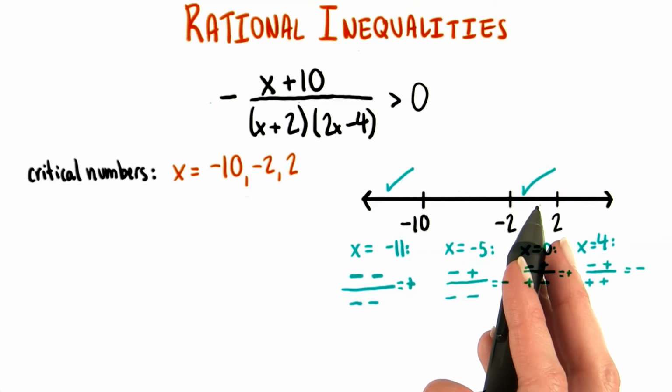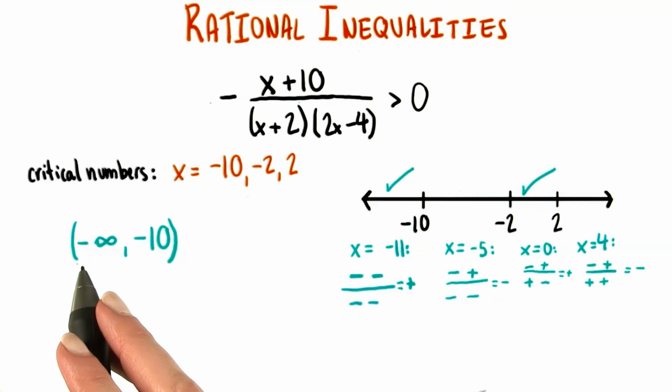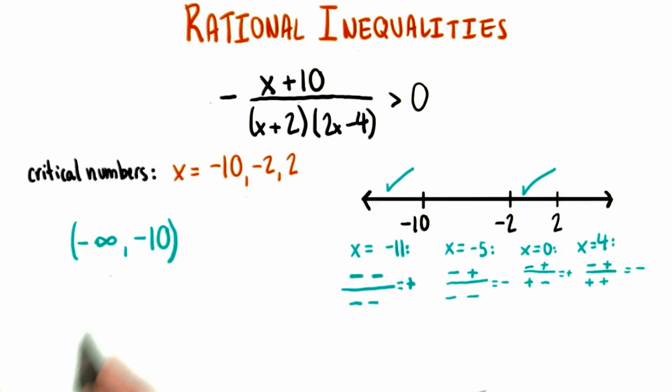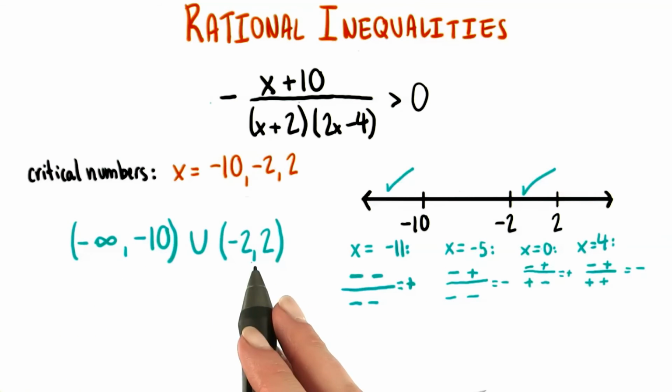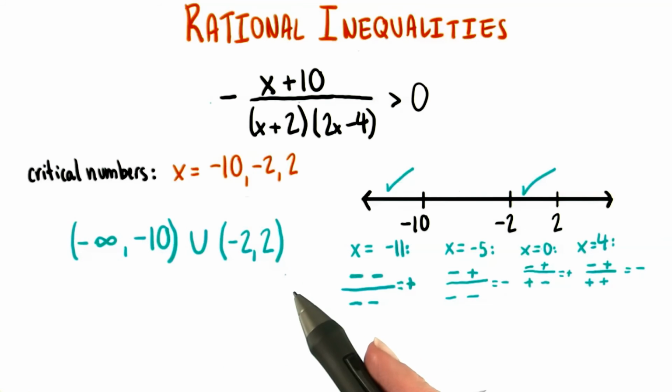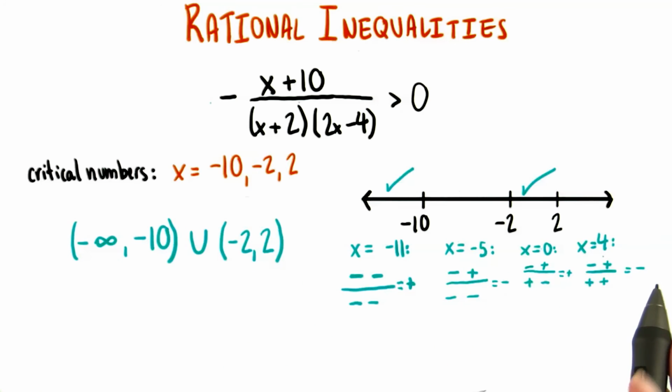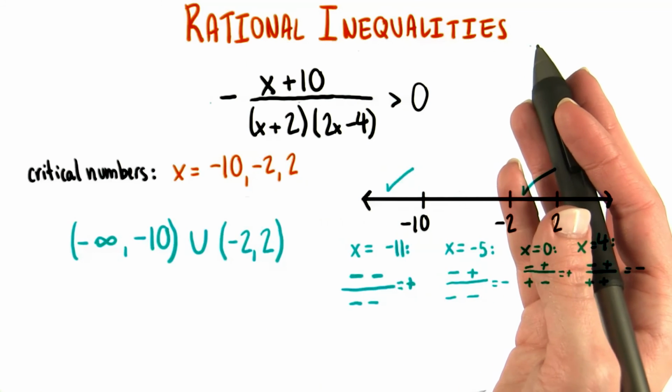Great, so we have these 2 intervals to take into account. We have the interval negative infinity to negative 10 united with the interval negative 2 to 2. Awesome, that's our solution. Great job with some really tough work on quadratic inequalities and rational inequalities.